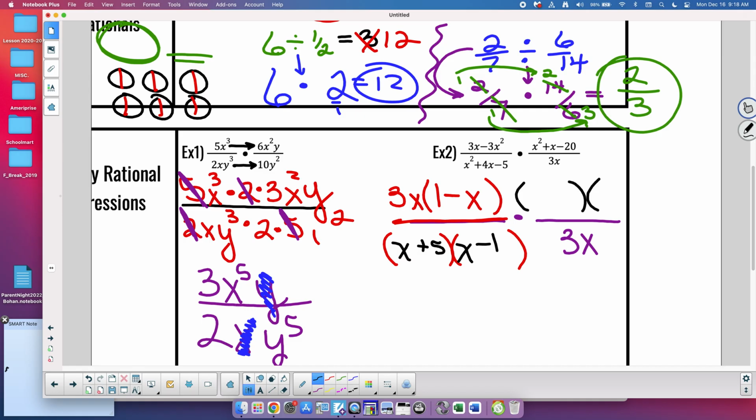4 and 5, okay. And then what kind of 4, what kind of 5? X plus 5 and x minus 4.